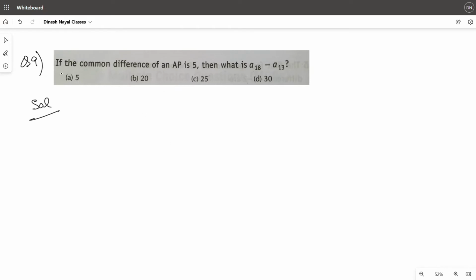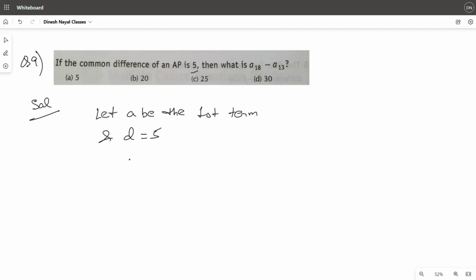Let A be the first term. Actually, we don't need to suppose D, because D is given. We know that D over here is 5, so the common difference is 5, which is given. Okay, D equals 5. Now what do we have to do?